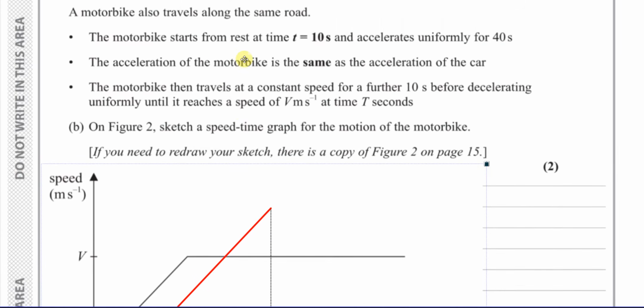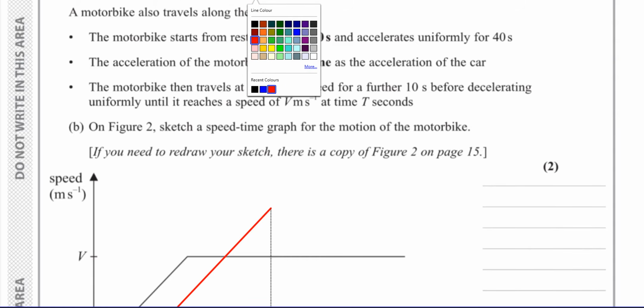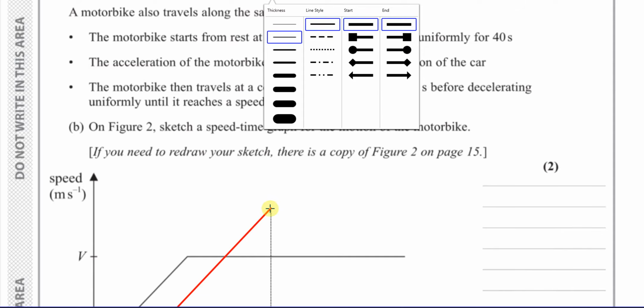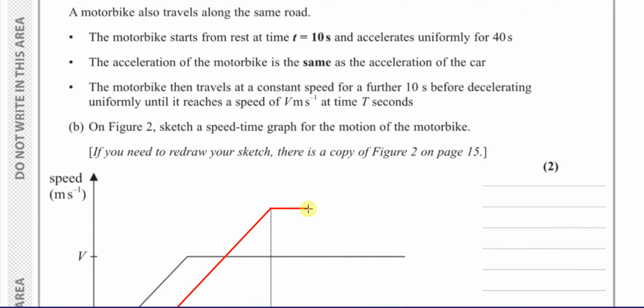And then it says the motorbike then travels at a constant speed. So he stops accelerating and he's now going at a constant speed. And that speed is the same speed that he reached, for a further 10 seconds. So that's 10 seconds before decelerating uniformly along a straight line until it reaches this speed, which is the same speed that the car was moving at, at the end there. So this is the journey of the motorcycle.